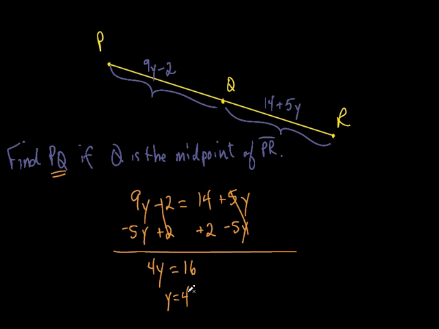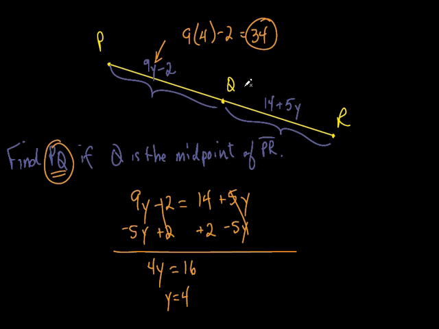But I'm not done. That's not my answer. The question says find PQ. So I have to take that 4 and plug it in for this y. So it's 9 times 4 minus 2. 9 4s are 36, minus 2 is 34. So the length of PQ is 34.